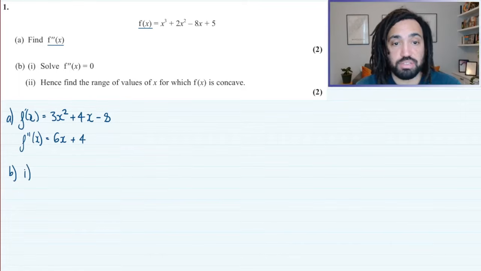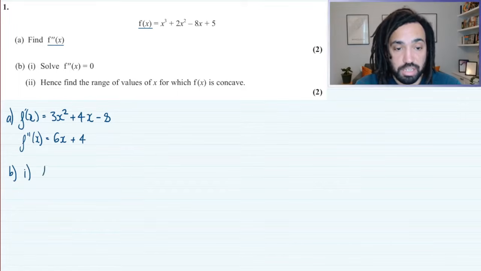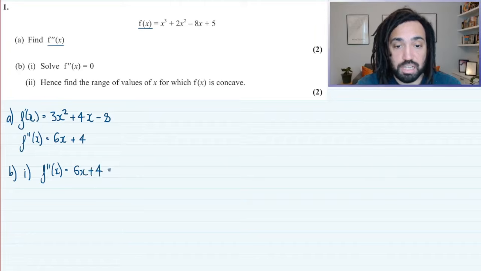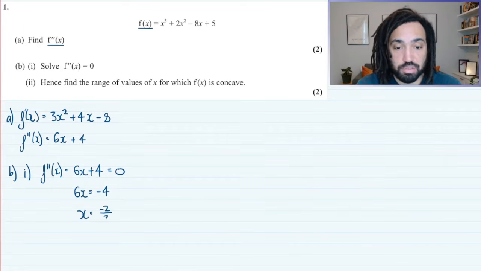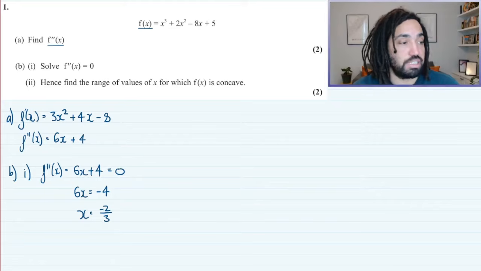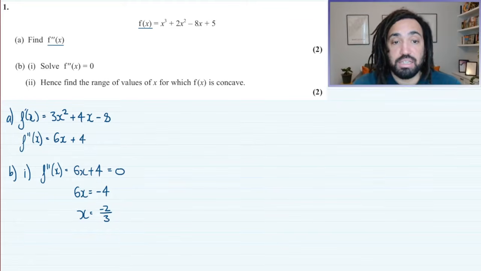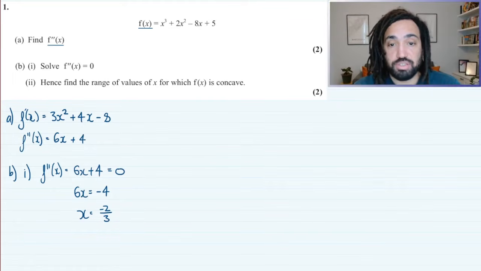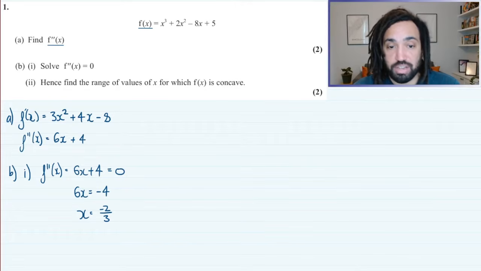Solve the second derivative equal to 0. Okay, so the second derivative we know is equal to 6x plus 4, and we're setting that equal to 0. Which means 6x equals minus 4, so x is equal to minus 2 over 3, where we divide through by 6 and then simplify.